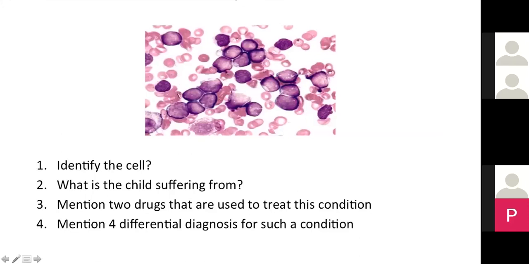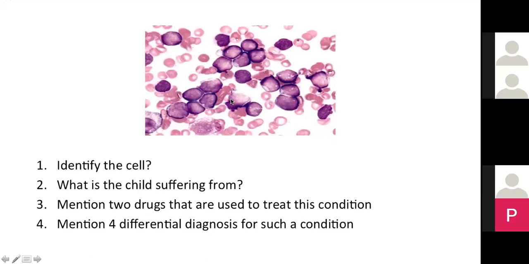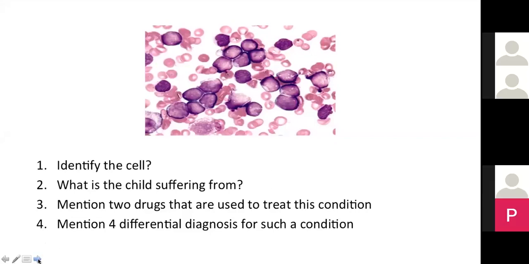Would anybody like to give the answers? Somebody has written in the chat that it is AML. Anyone else? Somebody has written lymphoblast and ALL. So this is actually acute lymphoblastic leukemia. The blasts have hardly any cytoplasm, and the child is suffering from acute lymphoblastic leukemia. The cell is lymphoblast. Mention 2 drugs that are used to treat this condition.